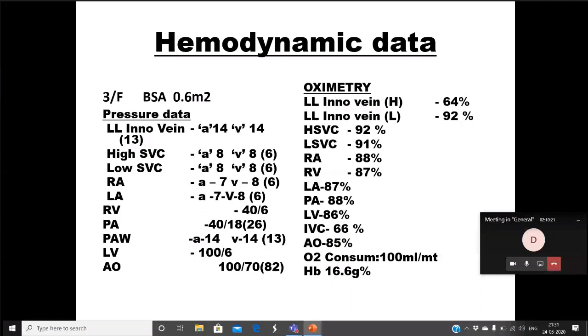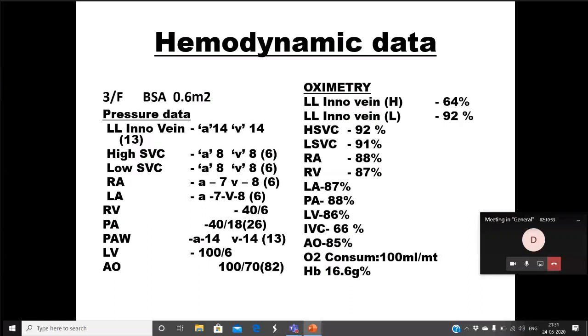Can you tell me the conditions where pulmonary artery oxygen saturation can be more than aortic saturation? Transposition physiology, sir. Yes, transposition of great arteries, and also in one is standard transposition of great arteries.